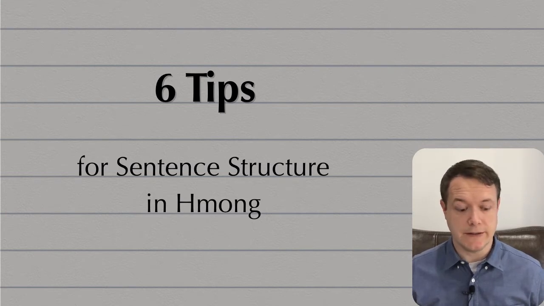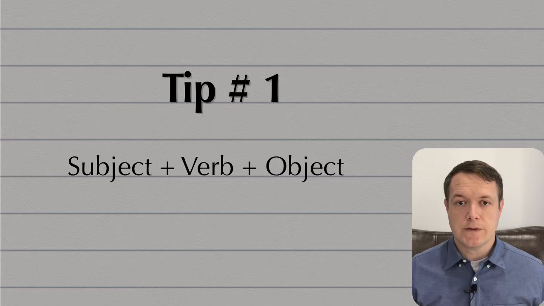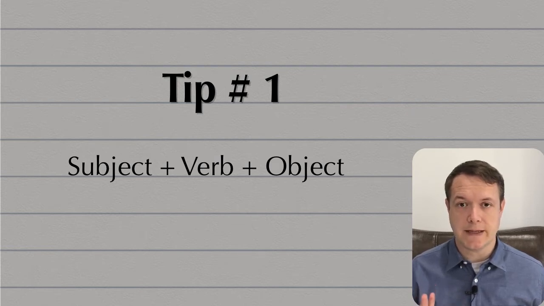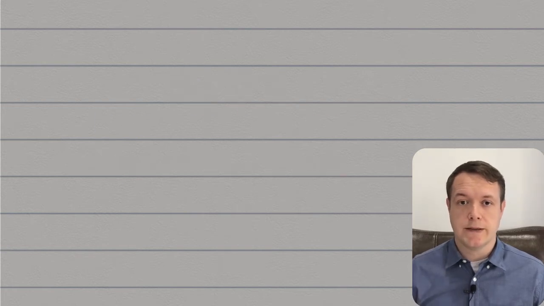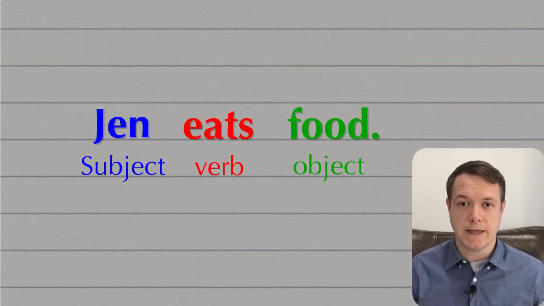So let's get started. First tip, Hmong grammar is centered around one basic concept, and that is called subject-verb-object. Now don't give up just yet. If you hear grammar terms, there's often easier ways to explain it. So in this case, the easy way to explain it is just to give an example in English that we already know. Think about the sentence, Jen eats food.